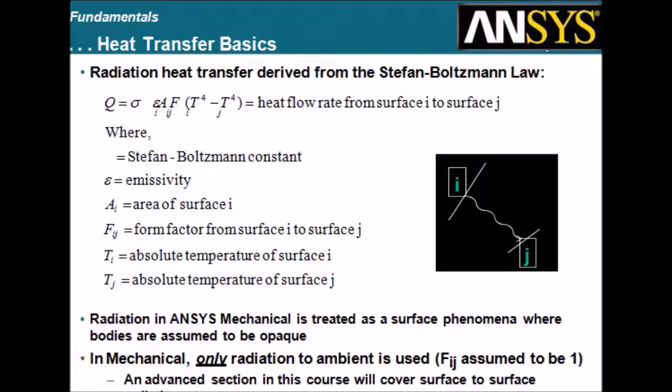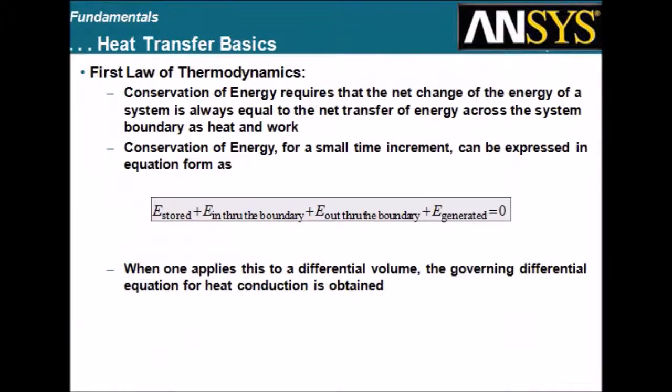Radiation heat transfer is derived from the Stefan-Boltzmann law, heat flow rate from surface i to surface j. Radiation in Ansys Mechanical is treated as a surface phenomenon where bodies are assumed to be opaque. In Mechanical, only radiation to ambient is used, Fij assumed to be 1. An advanced section in this course will cover surface-to-surface radiation. First law of thermodynamics: conservation of energy requires that the net change of the energy of a system is always equal to the net transfer of energy across the system boundary as heat and work.